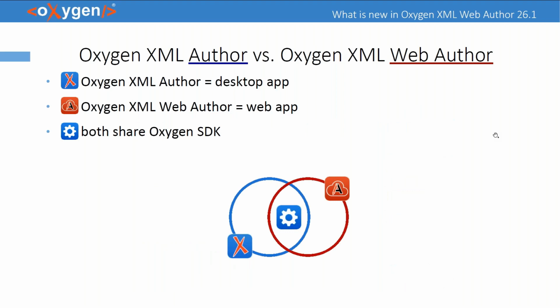And this is a picture from Web Author. Now, the main difference between Author and Web Author is that Oxygen Author is a desktop application that has to be installed by each user. And Oxygen Web Author is a web application where users use it right from their browsers. Something worth mentioning here is that both share Oxygen SDK, meaning that you can write a plugin for Oxygen Author that can be used also in Web Author. If, of course, the plugin doesn't implement desktop-specific user interactions, user interfaces that aren't web compatible.